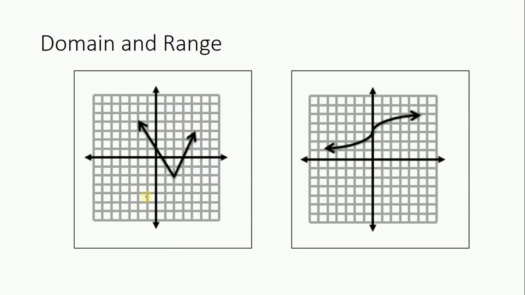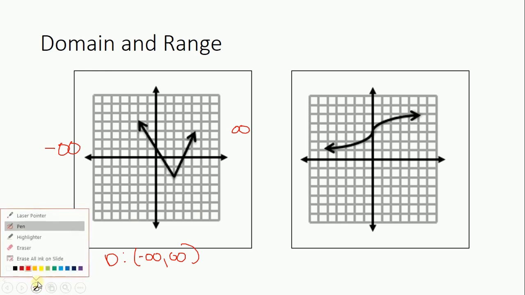Let's try another one here. So I've got my domain first. Well, this guy's going to keep on opening up, up, up. So he's going to go off to negative infinity. This guy can't really draw a line either because he's going off to positive infinity. So my domain would be from negative infinity to infinity.